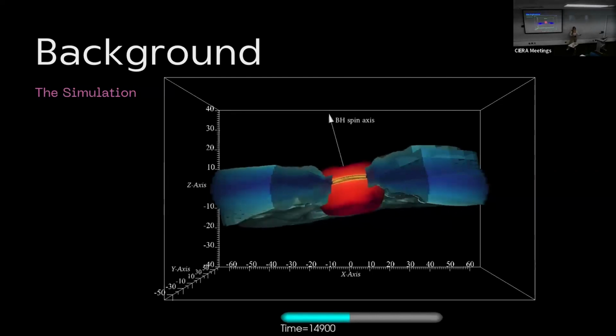Also, the difference between these two simulations is that in the first one, the black hole spin axis was misaligned with the accretion spin axis by 15 degrees. And the second one, they were perfectly aligned.